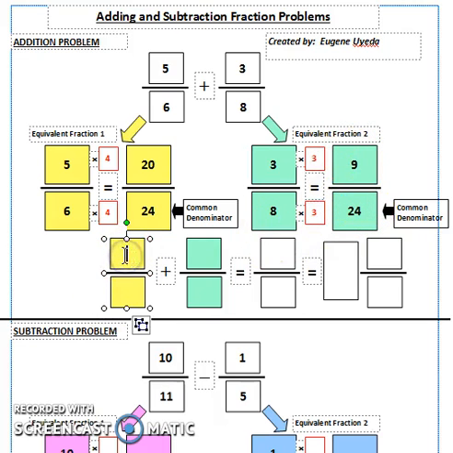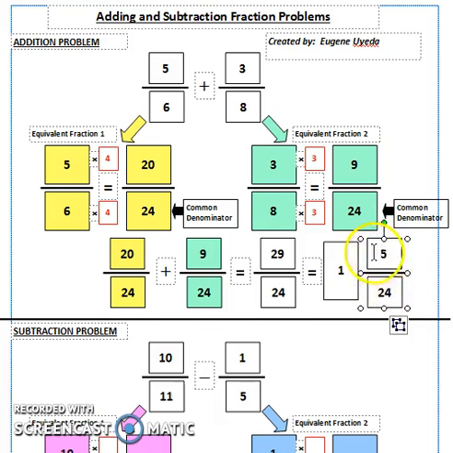So let's bring down my two new equivalent fractions, 20 over 24 and 9 over 24. So 20 over 24 plus 9 over 24 is 29 over 24. And because this is an improper fraction, if I divide it out, I actually get a mixed number of 1 and 5/24. 5/24 cannot be reduced any further. So that is my addition problem.